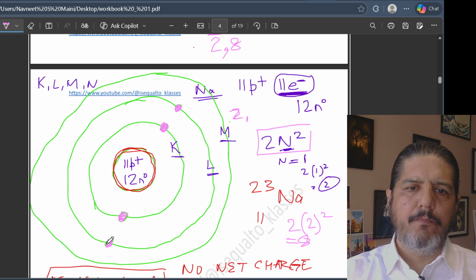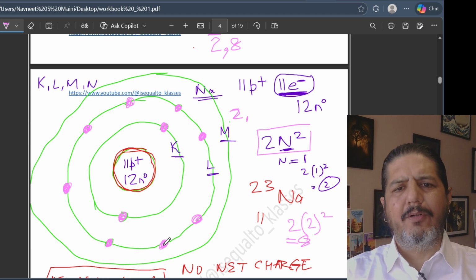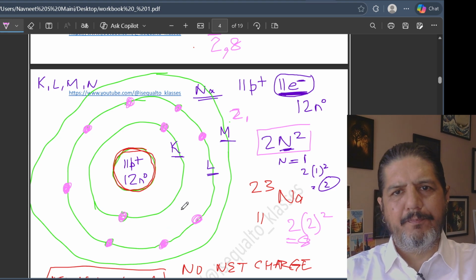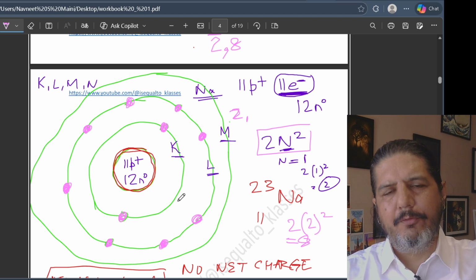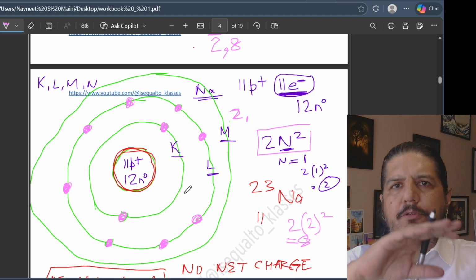second shell. So 1, 2, 3, 4, 5, 6, 7, 8. So you can draw wherever you want. It is not a rule that they have to be put directly opposite to each other, wherever you want to put. But there should be 2 electrons in the first shell. There should be 8 electrons in the second.